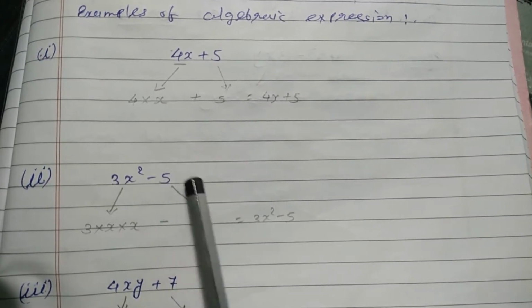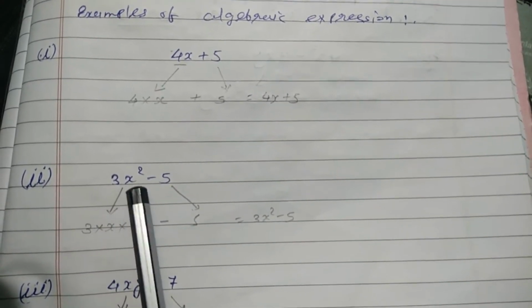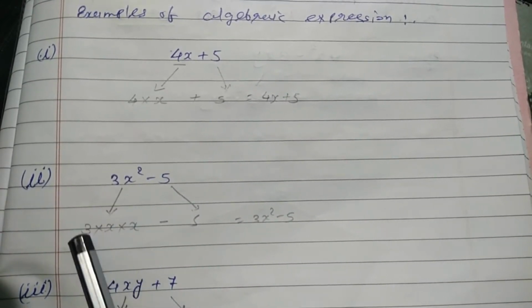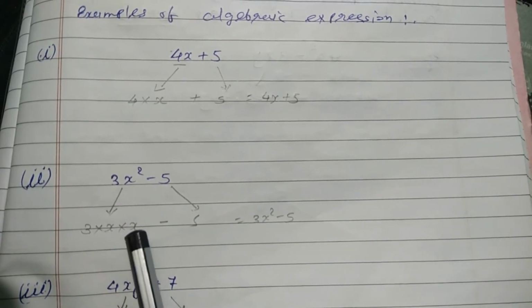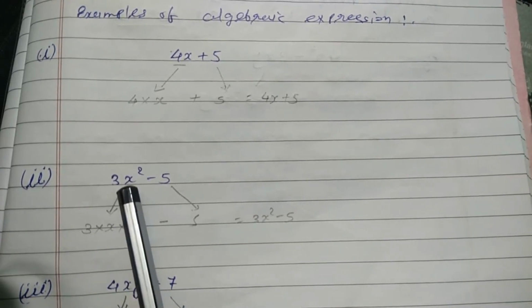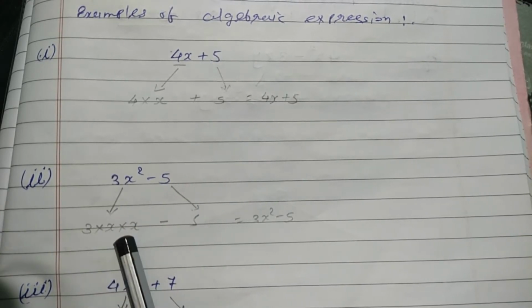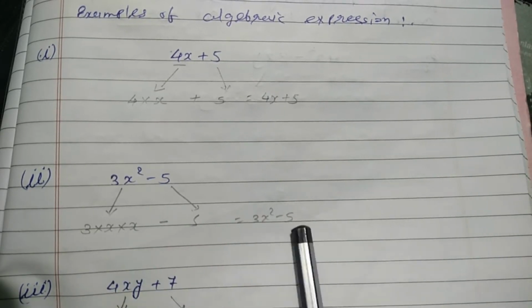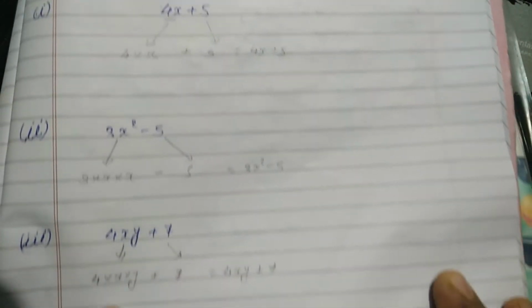Next, the expression 3x square minus 5. In this expression, this part 3x square is formed using constant 3, and it is multiplied with x and again with x. It is formed, 3x square, and from this part 3x square, 5 is subtracted, so that's why we got this expression 3x square minus 5.